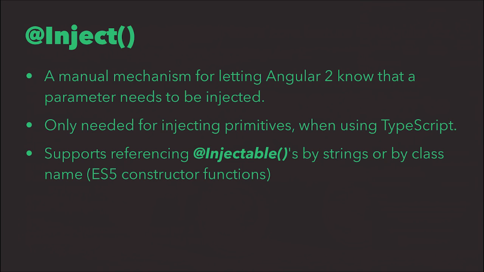@inject is for certain cases where TypeScript can't reason about the class that it needs to inject. Typically this might be if you need to inject a primitive like a string or a number, or some sort of third-party library that might not be typed as well as it could be. And so @inject takes as its first parameter a string or a class name, and then you just define your property, and that's it.